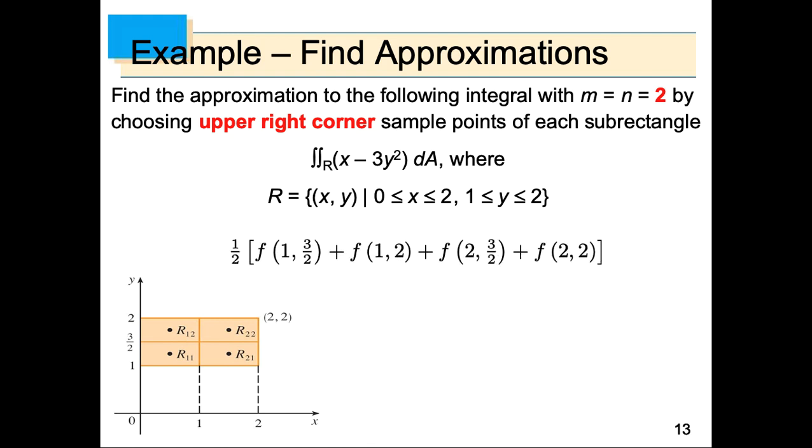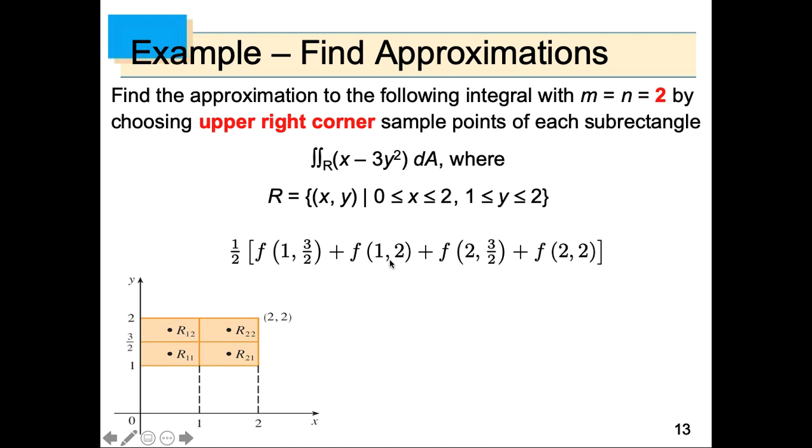And hopefully this makes sense. Again, I factored out that 1/2 because all of them will be multiplied by the area of 1/2. My first upper right-hand point is (1, 3/2). That goes right 1, up 3/2. It's the upper right-hand corner of R11. This next one is (1, 2), which is right 1, up 2. This is the upper right-hand corner of R12, and so on and so forth.